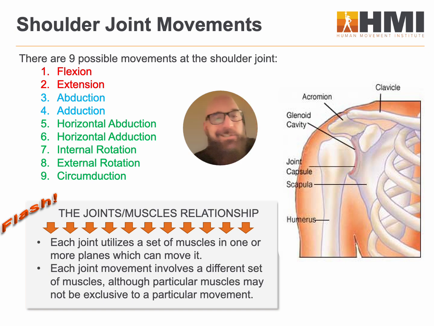It's always a little easier to do this face-to-face. But the other piece to this is when you know the plane of motion and the joint action, there's going to be a certain relationship to the certain amount of muscles that are going to get recruited. So each joint movement involves a different set of muscles, even though particular muscles may not be exclusive to a particular movement. So we'll have some overlapping muscles that work in different planes of motion and different joint actions. That's fine. That's normal.